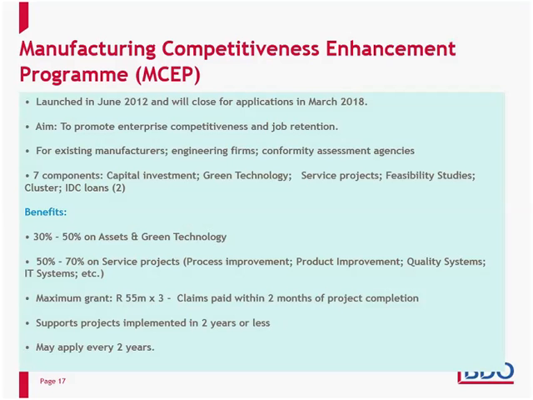The maximum grant one can draw down via the MCEP would be 55 million rand per component, and in theory one could draw down that amount of money for capital investment, green technology, and service projects undertaken, depending on the size of the business applying for the grant.